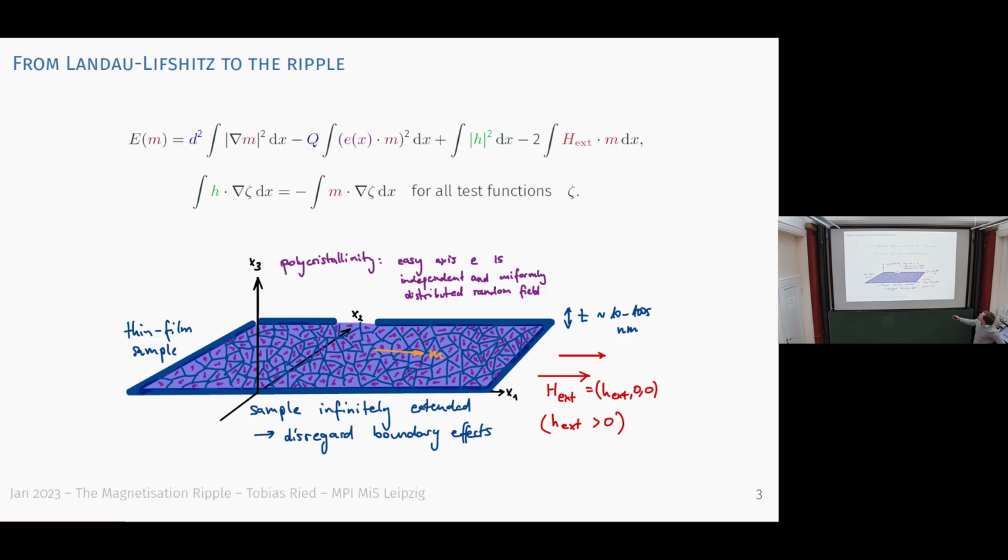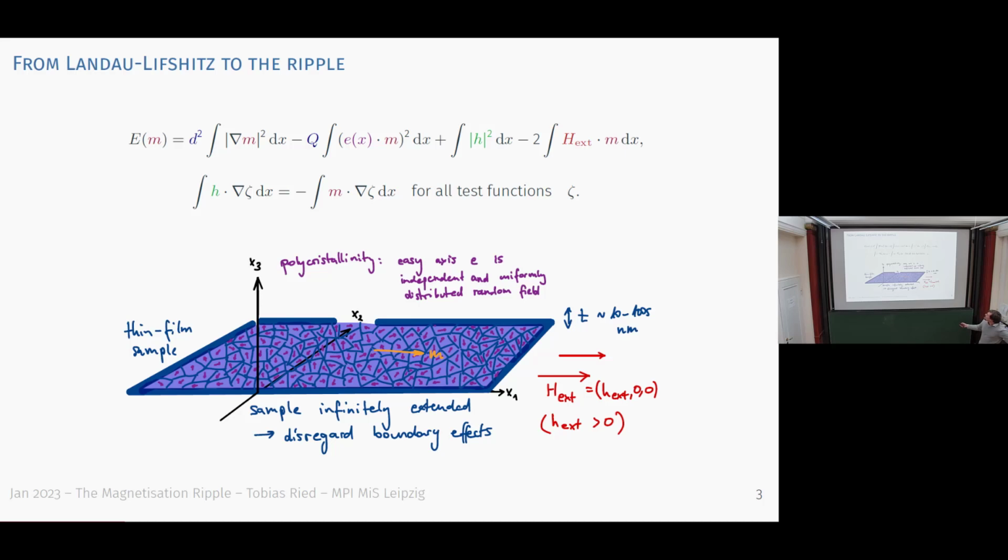Let me start here with the four contributions to the energy: the exchange part, the anisotropy, which will actually be the part I will focus on in particular, because it's one of the most important parts here, and it's also the part where the randomness comes in, the stray field energy, and we will put ourselves in an external field. Let me fix a bit the geometry at the beginning.